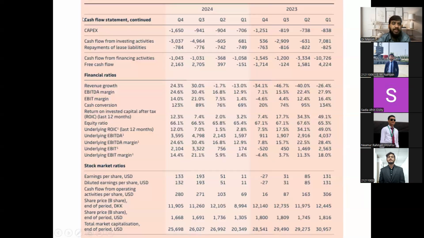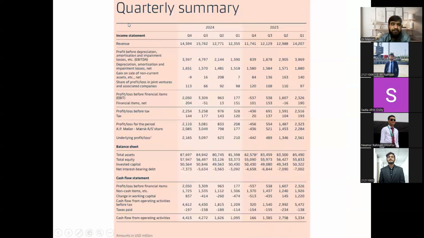Say, for example, cash flow statement. What is cash flow statement? Income statement, balance sheet, cash flow statement. Income statement ultimately calculates the profit or loss of the company. Balance sheet represents the year-end total assets, equity, and liabilities. Liability here indicates invested capital.